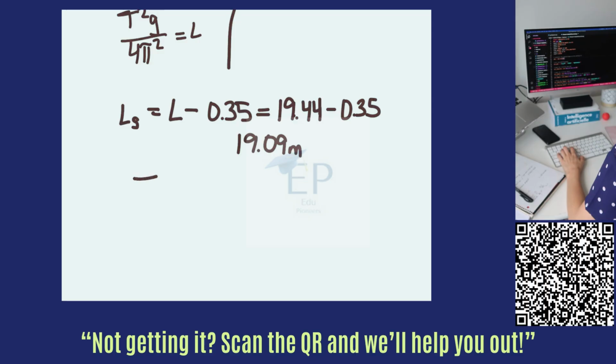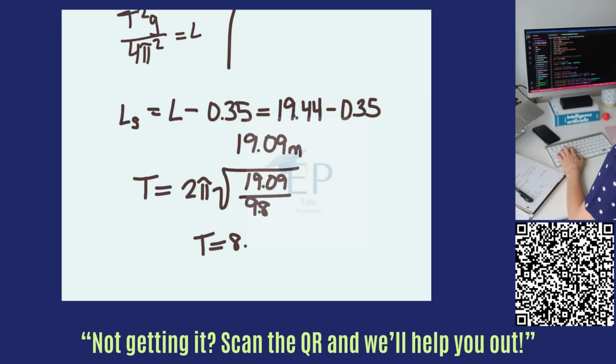So going back to our original equation, we're going to do period equals 2 pi times the square root of 19.09 divided by gravity, 9.8, and we get that the new period equals 8.77 seconds.